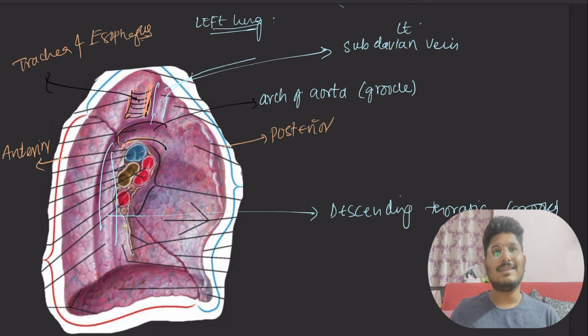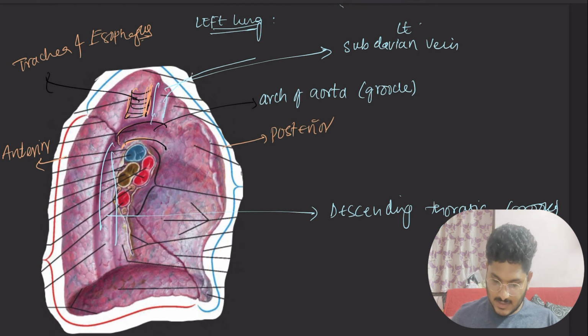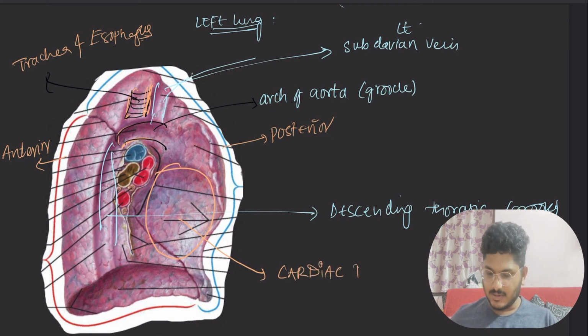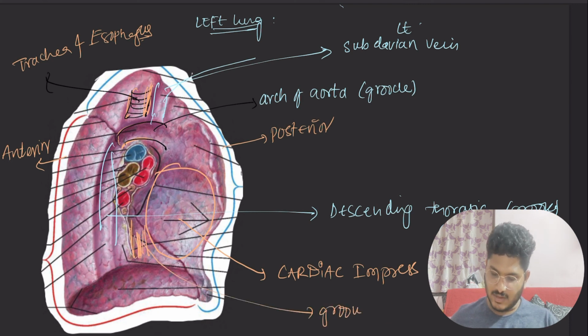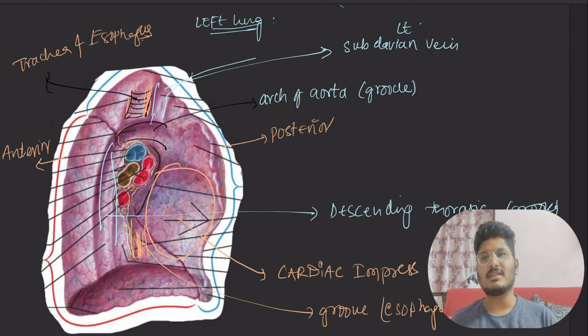Other than these, what else can we see? We can also see this main impression, the cardiac impression of the heart on the left side. Just behind the cardiac impression, there is a groove for the esophagus which continues downwards. That is in the lower part. In the upper part, there are grooves for the esophagus and trachea very near to each other.